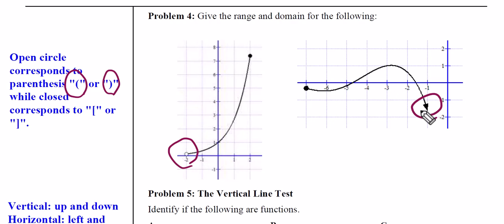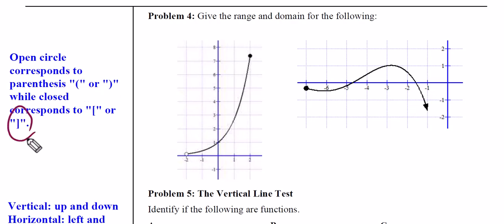Now, the same thing holds true when our graph is going towards infinity, positive or negative infinity. Well, we don't actually hit, quote unquote, infinity. And so for the idea that we're approaching infinity, we're going to end up using parentheses. We will end up using brackets when it is defined. So when I do have a closed circle, or when I actually do have an actual value at that point.